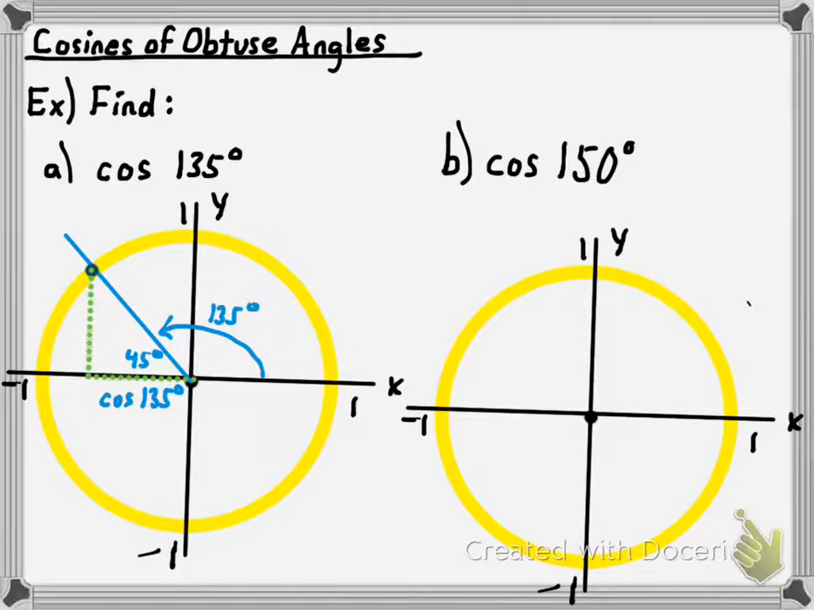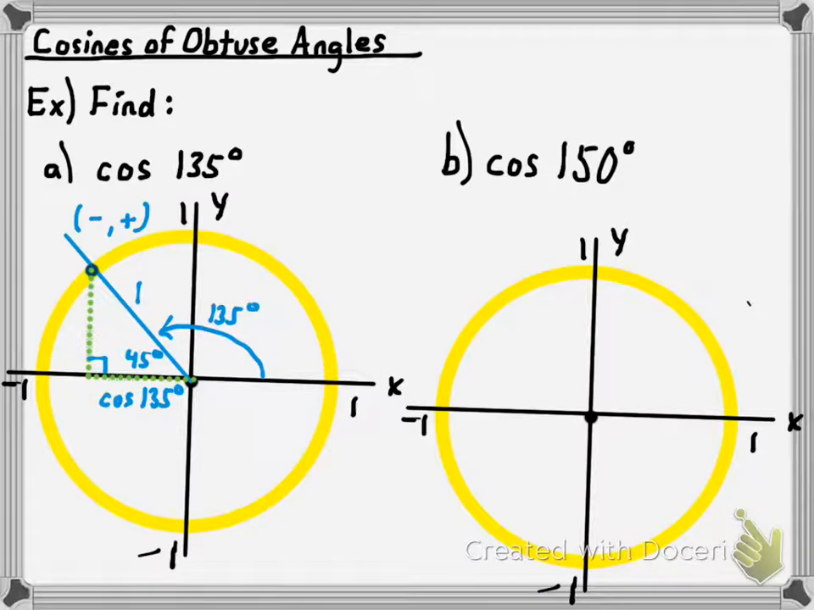Correct? Now, the cosine of 45 would equal the cosine of 135 over 1, wouldn't it? Except that here's something very important that you have to realize. The x-coordinates in the second quadrant where we're at are always negative, right? This point has to have a negative x-coordinate and a positive y-coordinate.